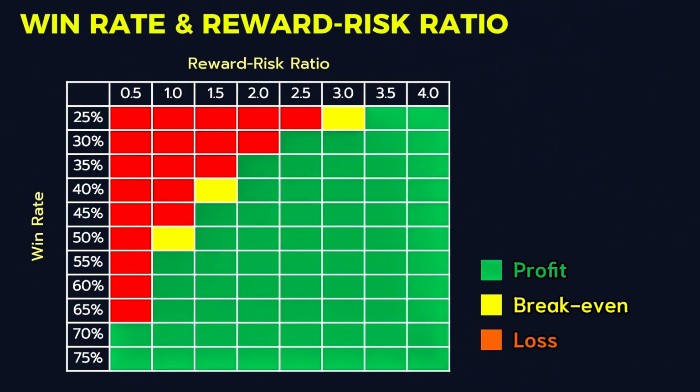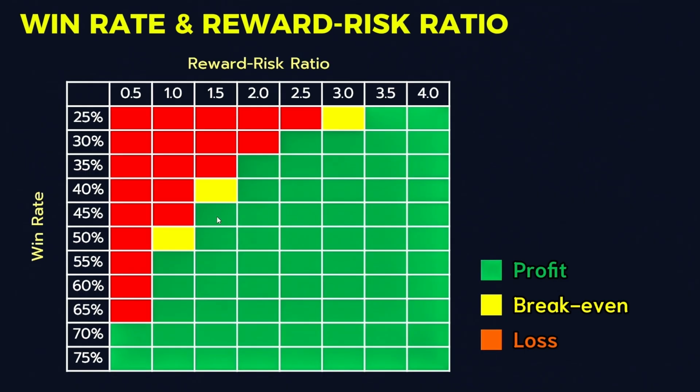For example, if your win rate is 45% and your reward-risk ratio is 1 to 1, you'll lose money. However, if your win rate is 45% and your reward-risk ratio is at least 5 to 1, you'll be profitable. As your reward-risk ratio increases, your potential profitability also increases. And as I mentioned earlier, if your trading strategy has a 70% win rate, almost any reasonable reward-risk ratio will still make money.